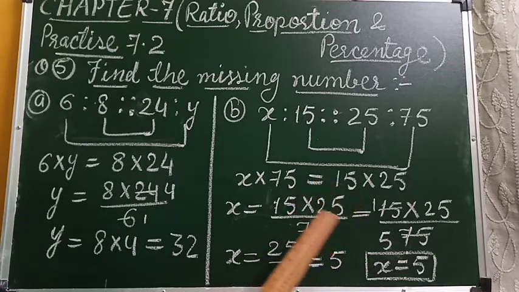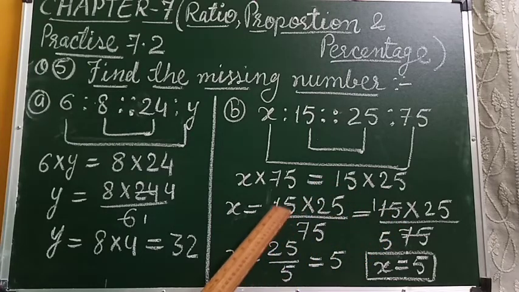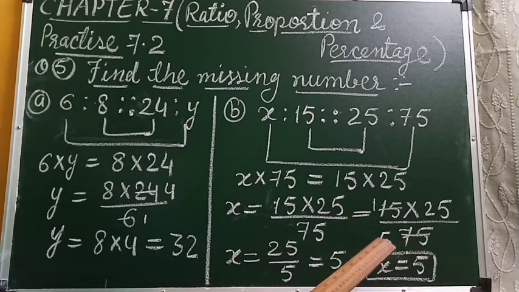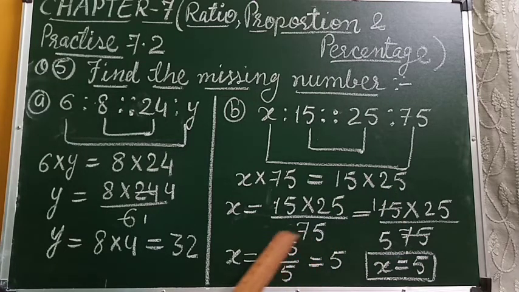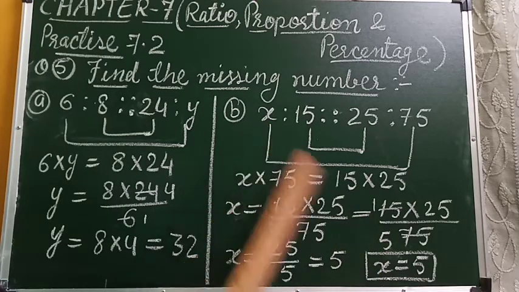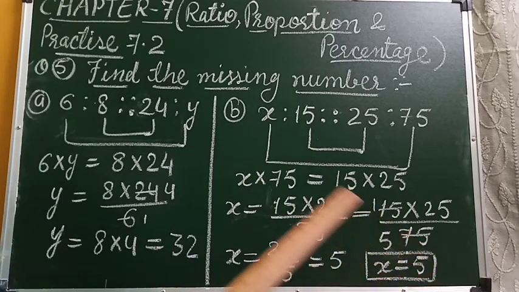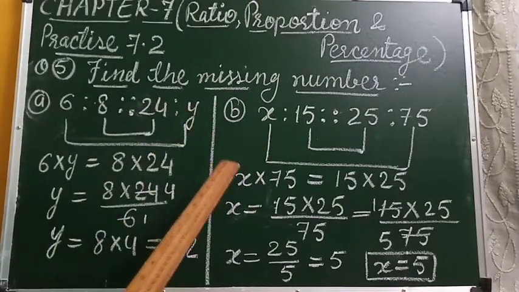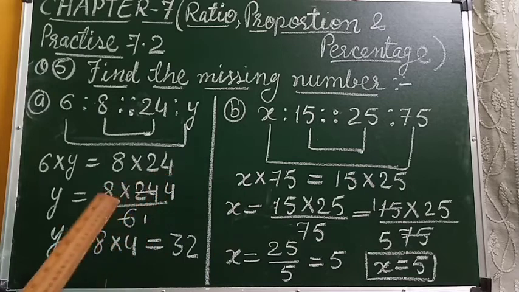So when we simplify this, in 15's table we can simplify by 15. 15 ones are 15 and 15 fives are 75. And what is left in the numerator? Here 1 and here 25, and in the denominator 5 is left. So what is left? 25 divided by 5. When we simplify it, we will get the answer 5. That means the missing number x will be equal to 5. So to find the missing number, we have to follow the rule of proportion, that the product of extremes should be equal to the product of means, and that way we can find the missing numbers.